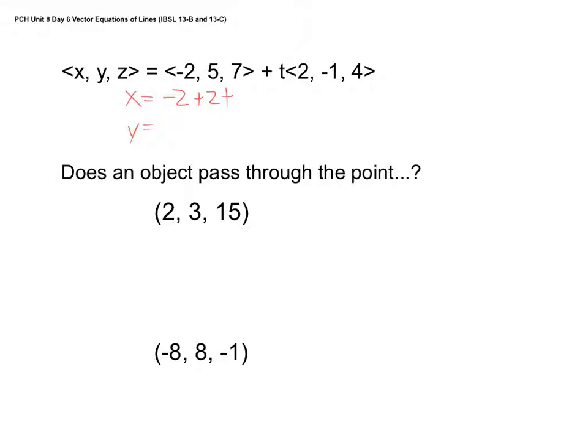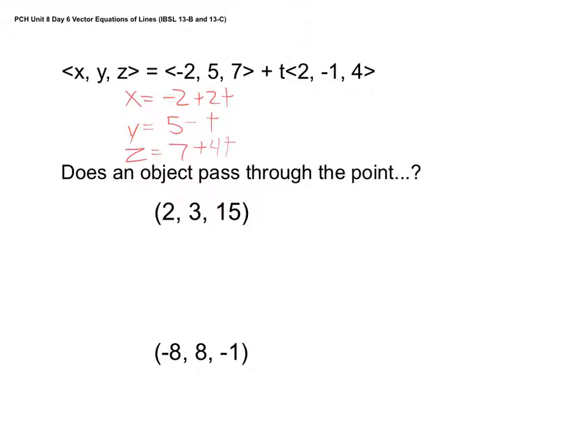Y equals 5 plus a negative t, so 5 minus t. And z equals 7 plus 4t, okay?